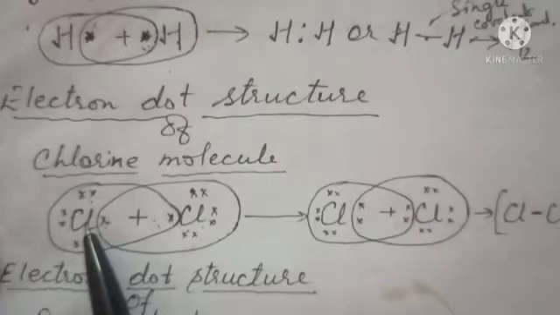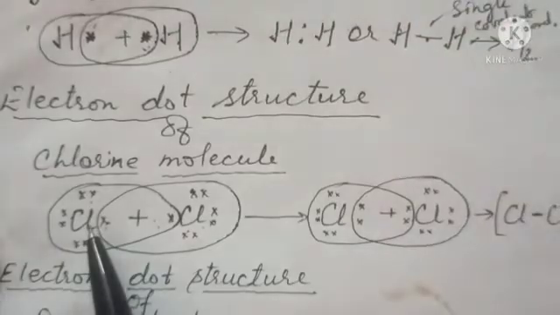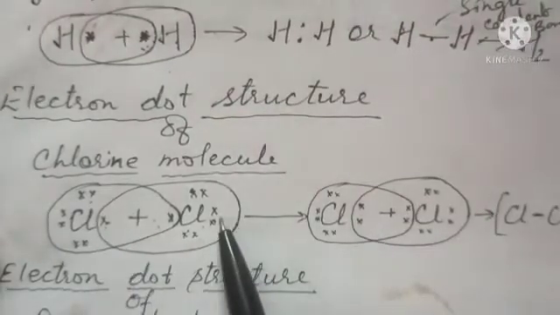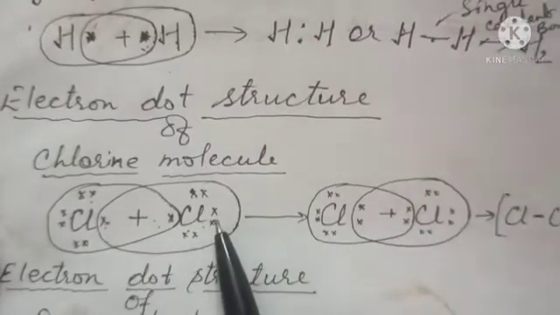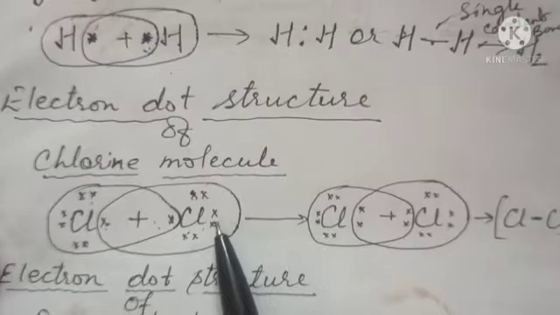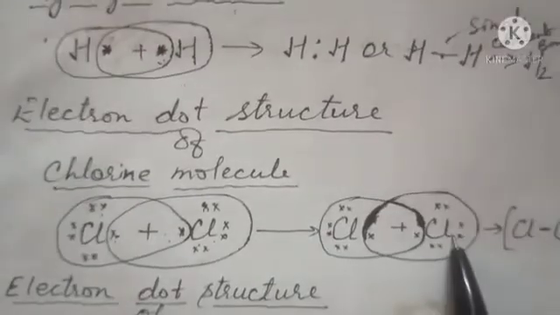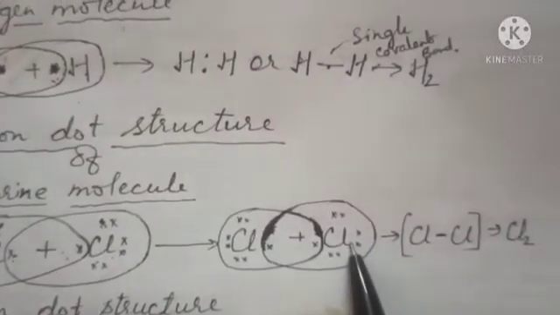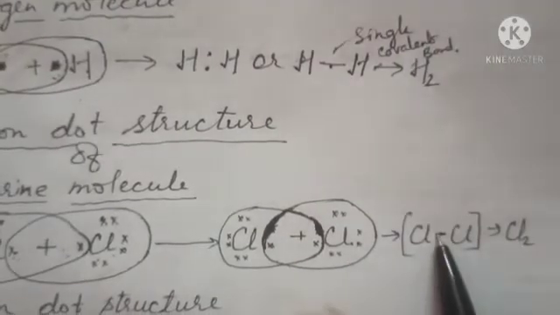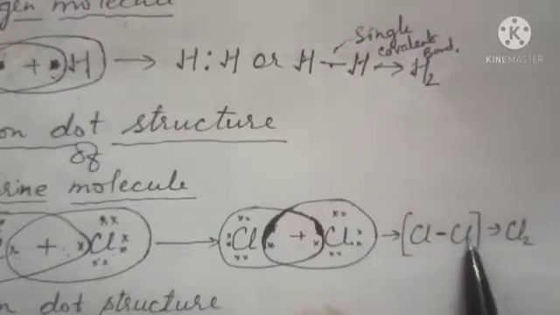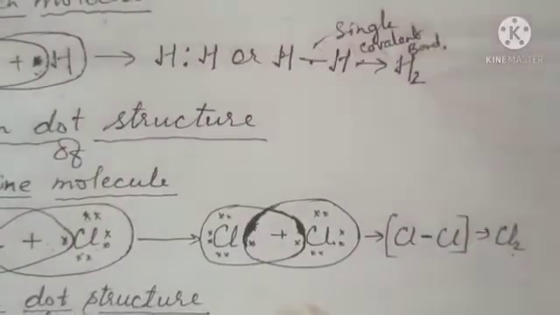Now how many electrons does this chlorine atom have? Now it becomes 8 electrons, so it gets a stable electronic configuration. This chlorine atom also shares 1 electron, so it also gets 8 electrons and has a stable electronic configuration. So both have 8 electrons and get a stable electronic configuration. Because they share one pair of electrons, they form a single covalent bond between two atoms of chlorine and form one molecule of chlorine, right?